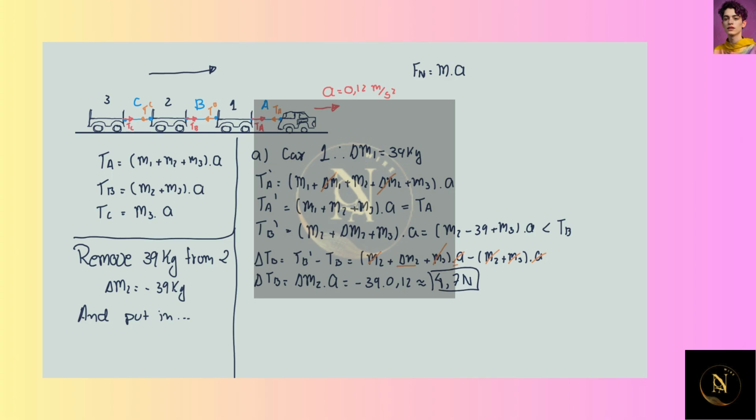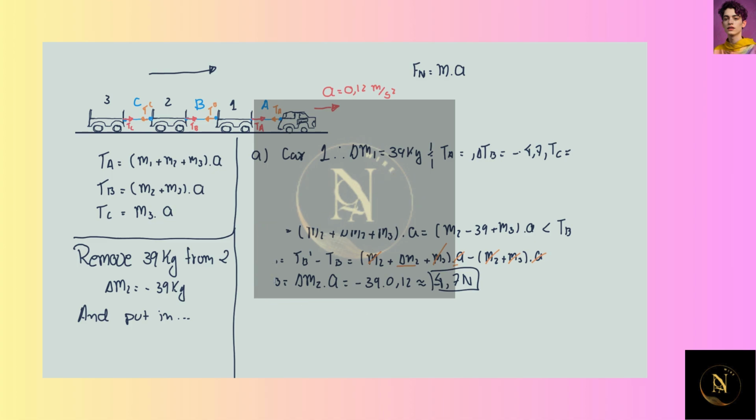And then we can calculate the tension C after moving the luggage. The tension C is given by M3 times A, and it does not change because we are not messing with the mass of car number 3. So summarizing, we have TA being equal to what it was before, TB decreasing by 4.7 newtons, there was a minus sign here, and finally TC being equal to what it was before. Let me organize my board so I can continue solving this question.